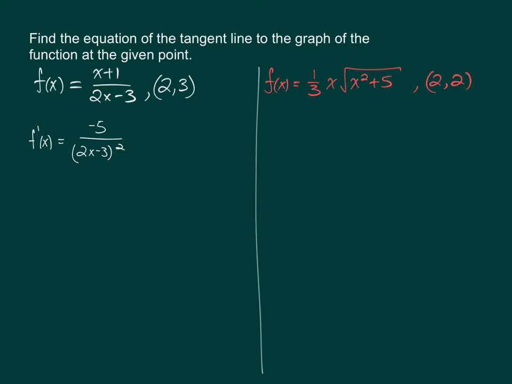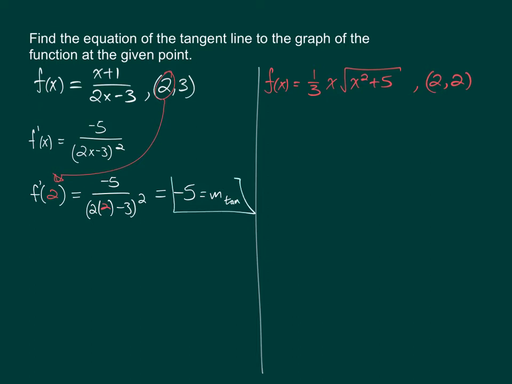From here, the derivative needs to be evaluated at the x-coordinate of the point that's given. So here I'm going to substitute 2 in for x. Get negative 5 over (2 times 2 minus 3) the quantity squared. So there's your 2. And when you simplify all this out, you will get that the slope is negative 5. This is the slope of the tangent line, negative 5.